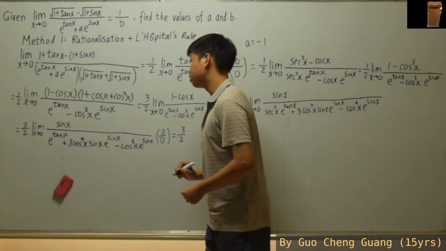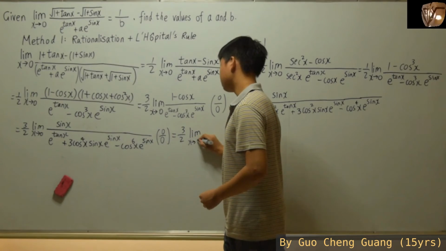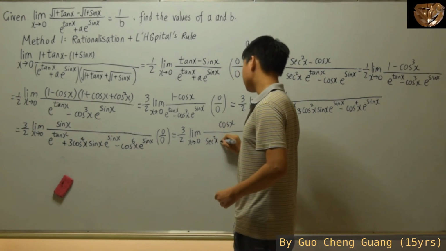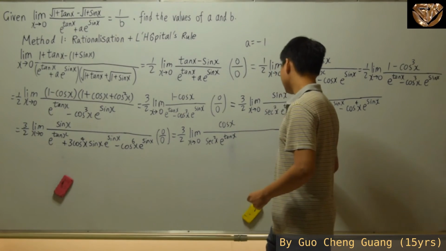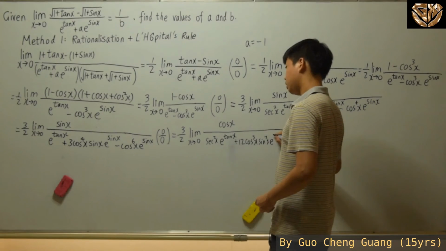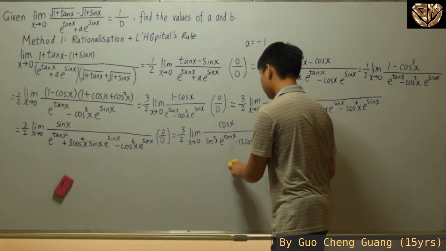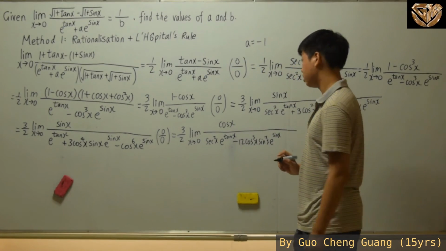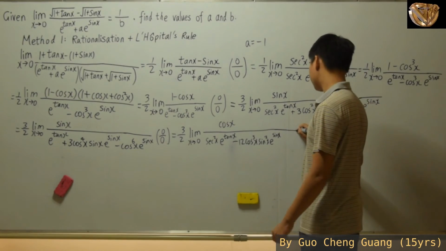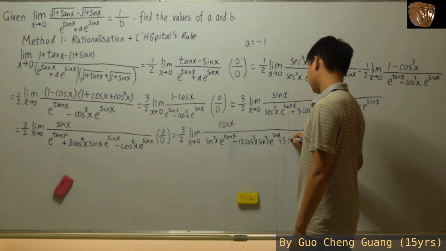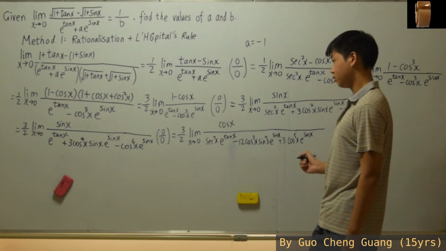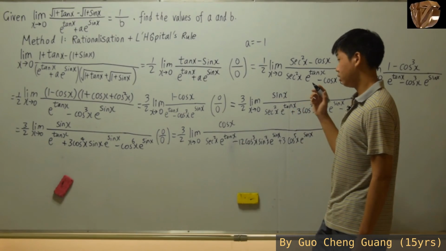So we're going to see 3 over 2, and then limit x approaches 0. Sine becomes cosine x. Well, this denominator is going to be very complicated since you have secant square x e to the power of tangent x, and then you'll have to add 12 cosine cube x sine square x e to the power of sine x, and this plus becomes a minus. So minus 12 cosine cube x sine square x e to the power of sine x. And then differentiate with respect to sine, well, you're going to have plus 3 cosine to the power of 5x e to the power of sine x. And then you have to differentiate e to the power of sine x.